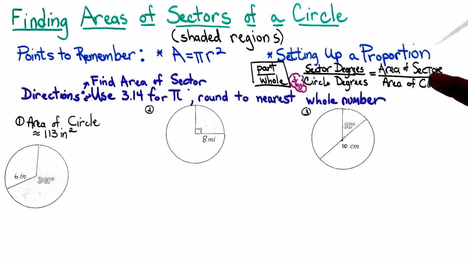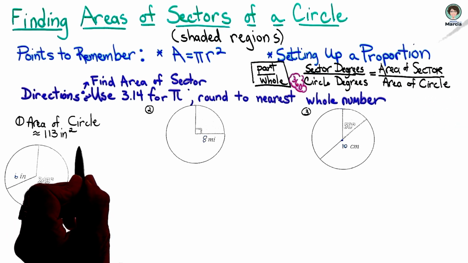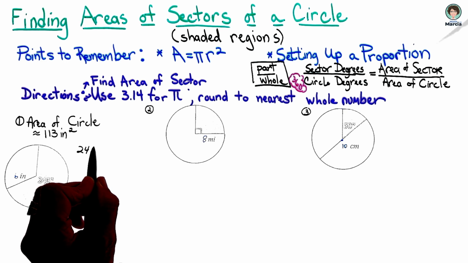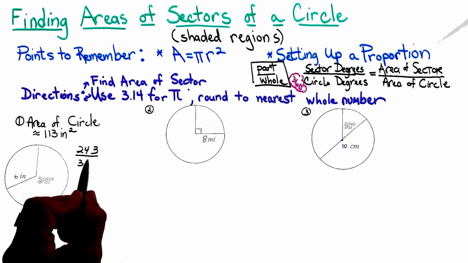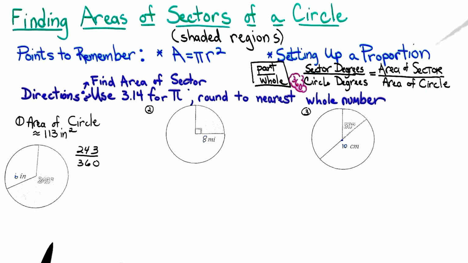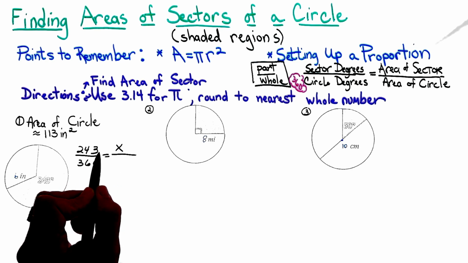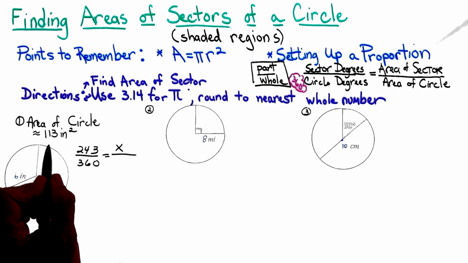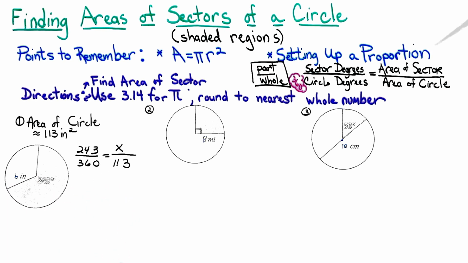Well, remember, in the proportion that we have up here, we need to go to the sector degrees. So I'm going to put 243, the amount of degrees, over 360, the degrees of the circle. The area of the sector is what we're trying to find, so that is going to be x. But for this first problem, they gave us 113 inches squared for the area of the whole circle.